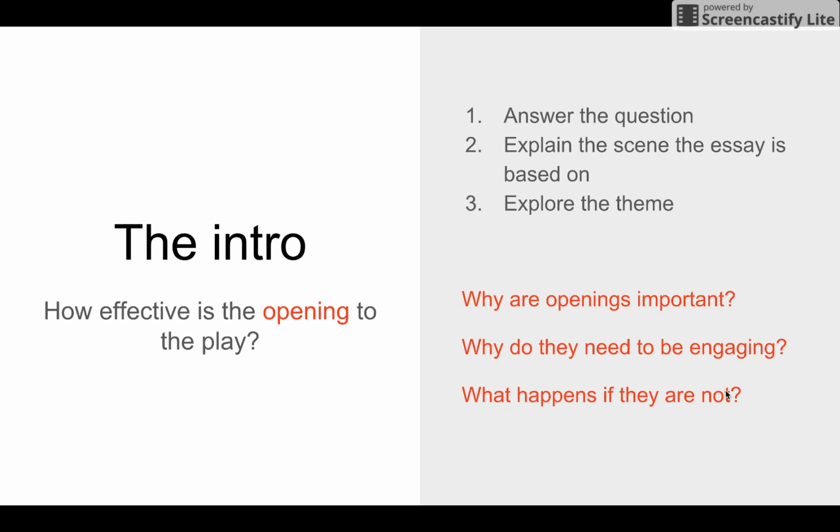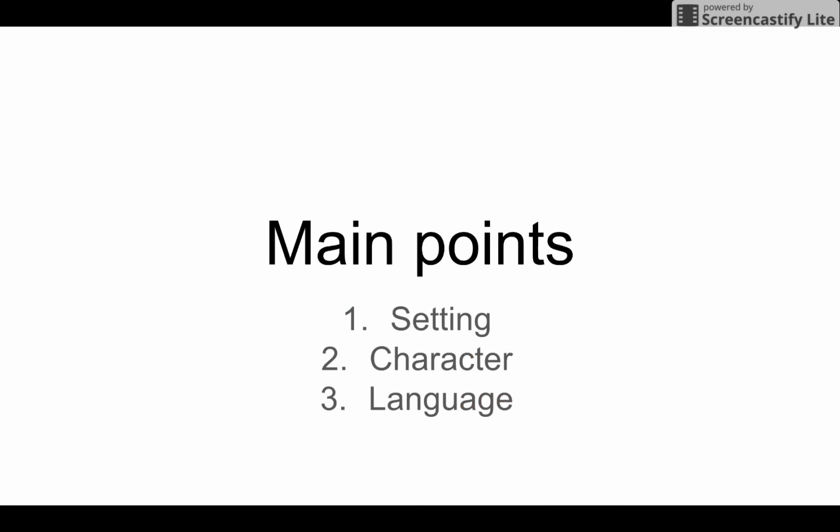You've got to remember this is a play, this is a piece of drama. So think about when you sit down to watch a film or go to the theatre. Those first few moments of action on stage are important in grabbing your attention. So explain a little bit about that. Okay, so that's the intro out of the way.